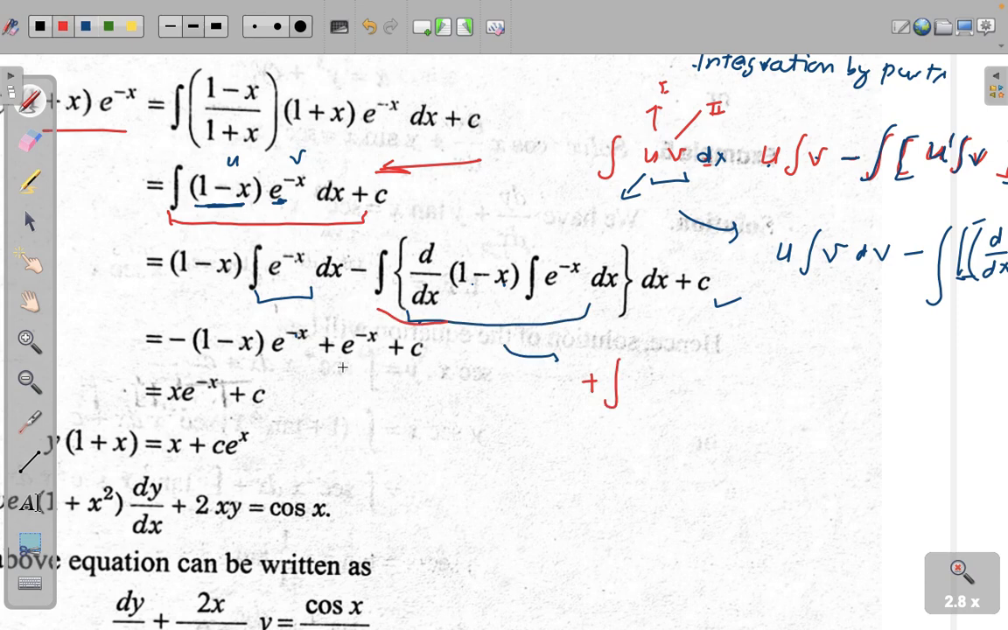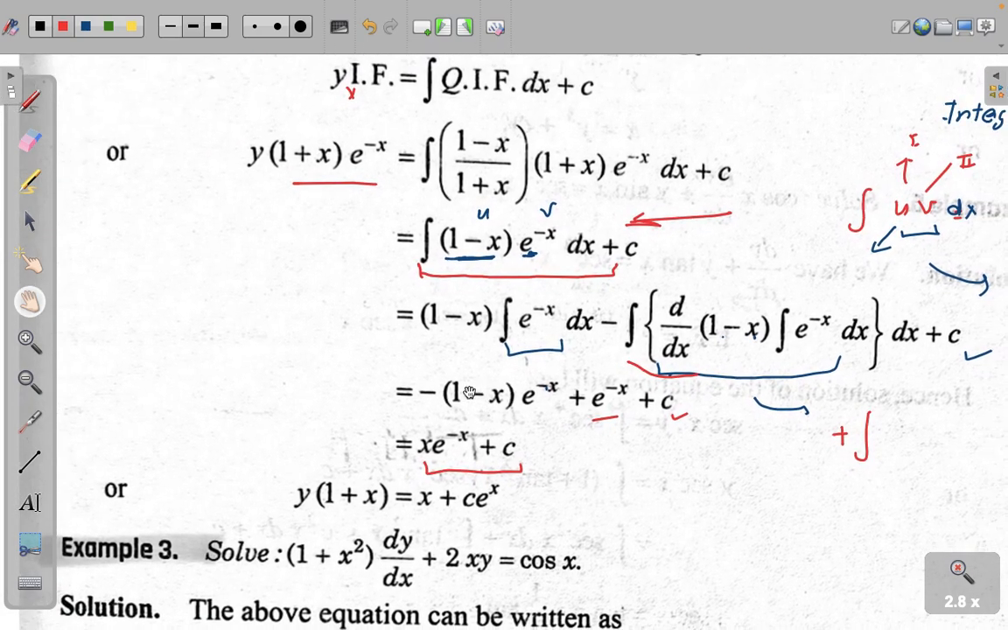Okay, fine. So it will be e to the power minus x only, because d by dx of this is minus 1, minus minus plus, so it becomes integral of this. So this will become integral of minus of e to the power minus x, which is this. Okay, so see, again simplify this, this e to the power minus x will be cancelled, this will give us this. So this is the general solution.